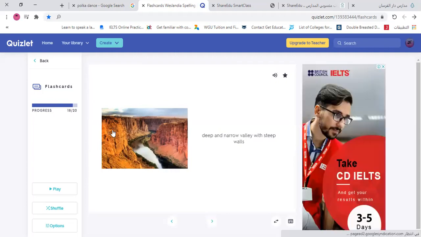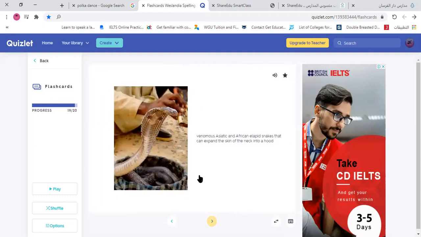Then we have canyon. This is the canyon when you have 2 big mountains or 3 mountains and there's a narrow valley between them. We call it what? We call it canyon. And the origin of this word comes from Spanish also.